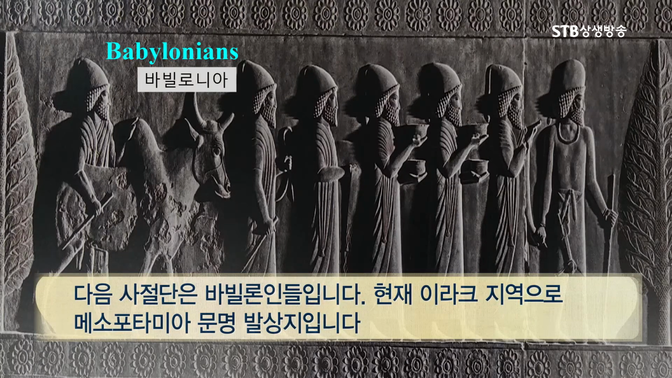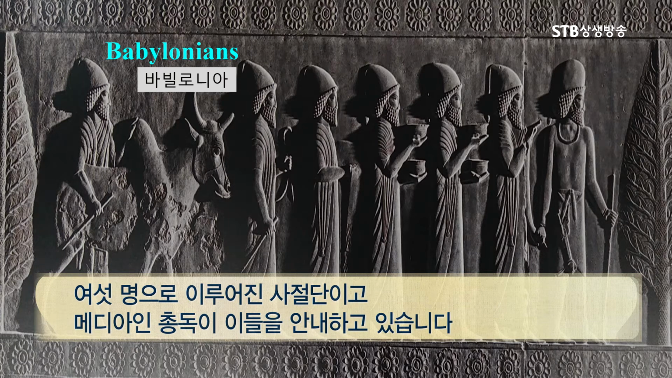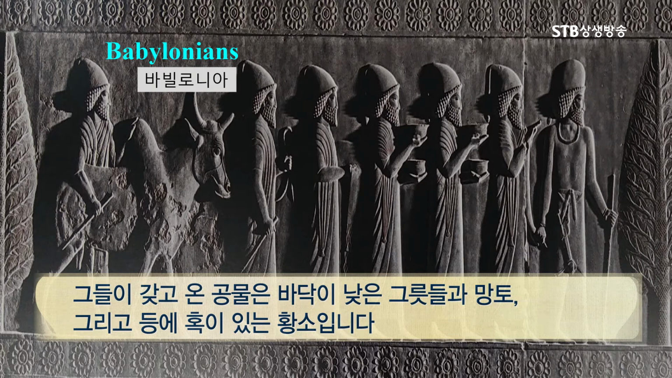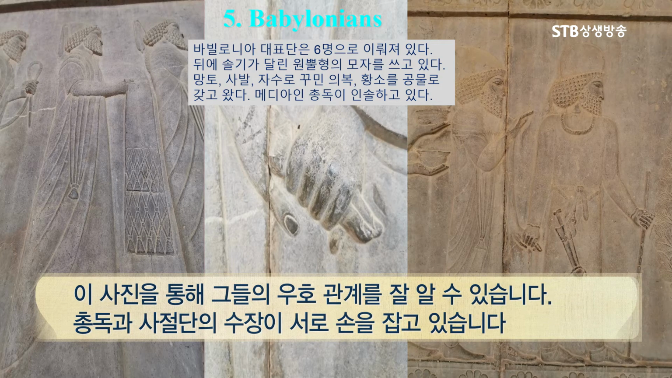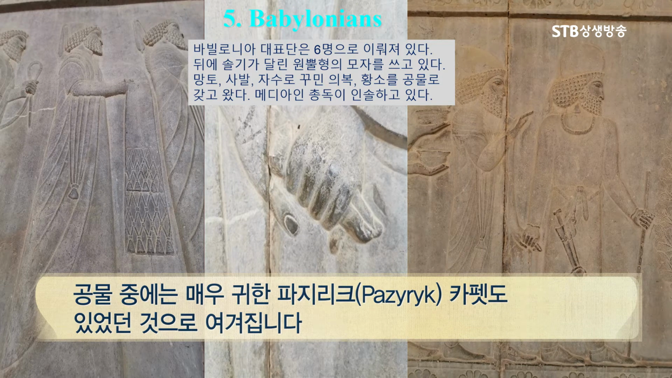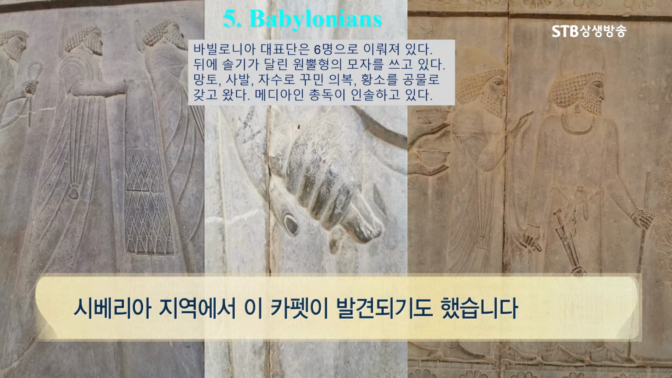The next delegation, Babylon. Everyone knows their location is in modern Iraq, in Mesopotamian civilization. There are 6 people led by Median satraps. Their gift is shallow bowls and clocks and a humped bull. In this case, you can see the friendship that they had at that time. This is the satrap leading the first member of the delegation. And on the left, you can see this is one of the magnificent carpets that we believed, the Pazyryk carpet, which was found in Siberia.